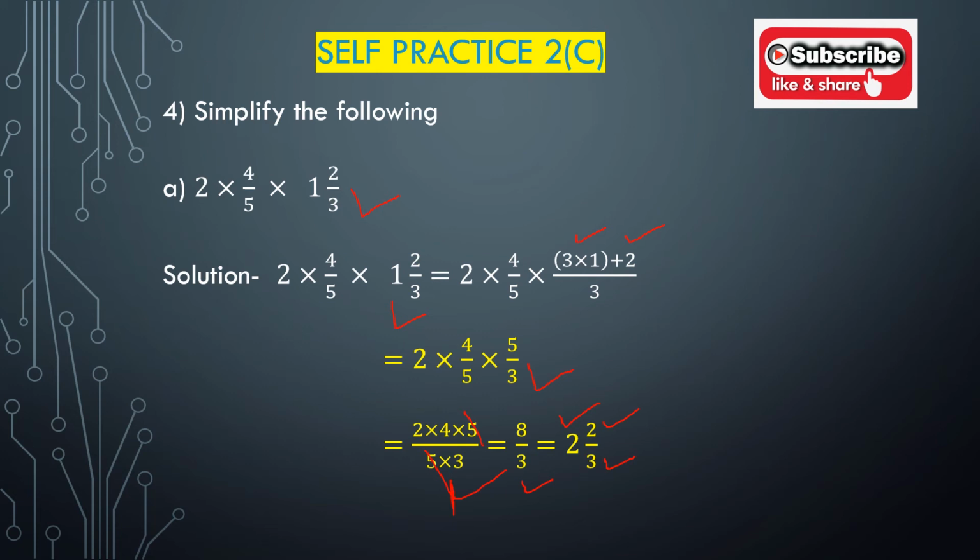When we convert an improper fraction into a mixed fraction, just divide the dividend by the divisor and we get the quotient, and the remainder divided by the divisor. 2 is the quotient, 2 is the remainder and 3 is the divisor. So we get 2 multiplied with 4 divided by 5 multiplied with 1, 2 divided by 3 equal to 2, 2 divided by 3.